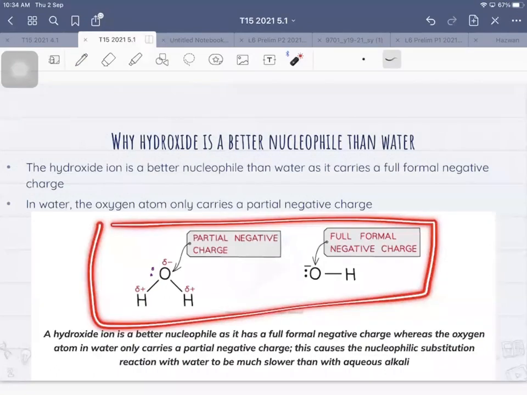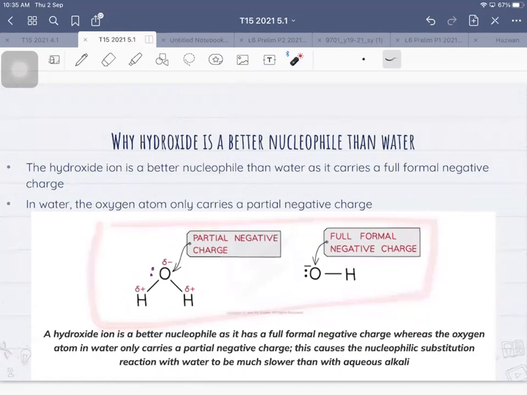Just below where it says the hydroxide ion is a better nucleophile than water, as it carries a full formal negative charge, whereas in water, the oxygen atom only carries a partial negative charge, delta minus. Okay, so this causes the nucleophilic substitution reaction with water to be much slower than with aqueous alkali.